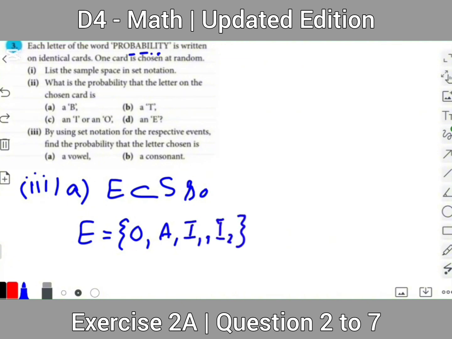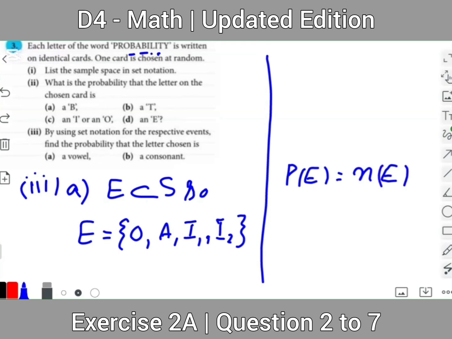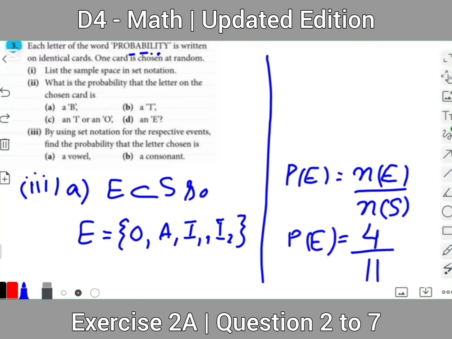And the probability of the event will be found by using the formula P of E is equal to the number of elements in the event divided by the total number of elements in the sample space. So in our considered event, the number of elements are 1, 2, 3, and 4, and the number of elements in the sample space was 11. So the probability of E is 4 over 11.